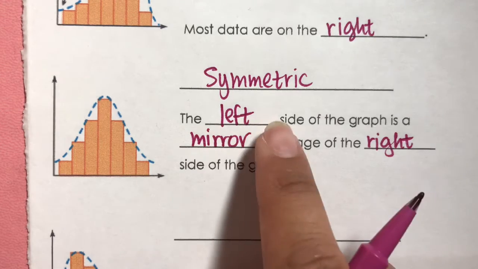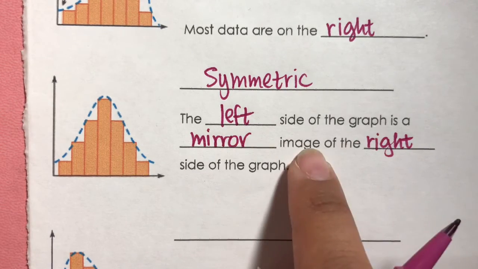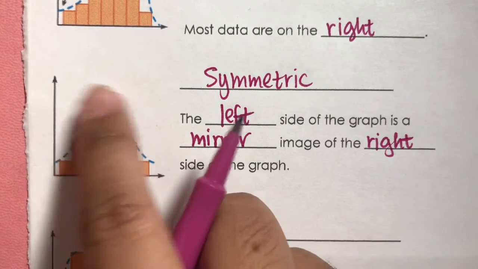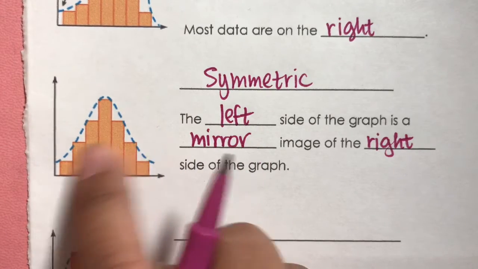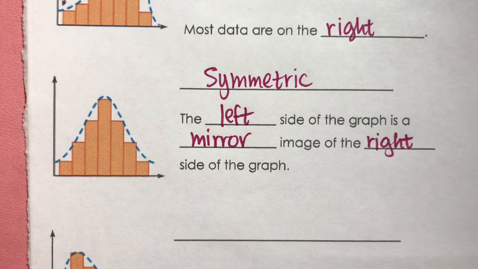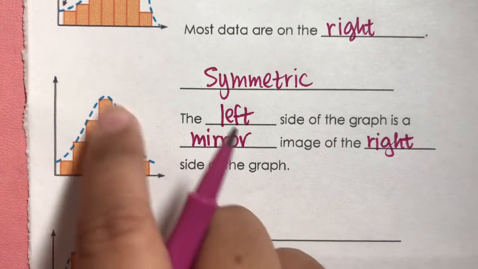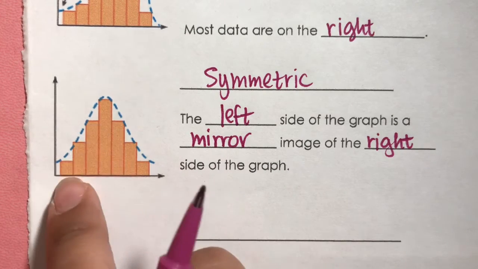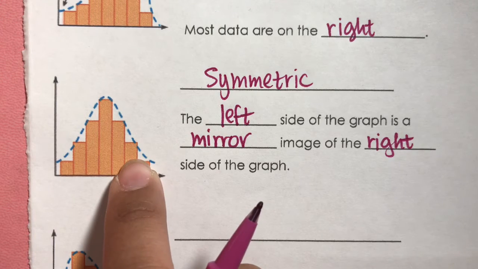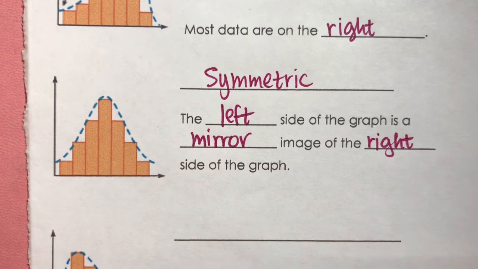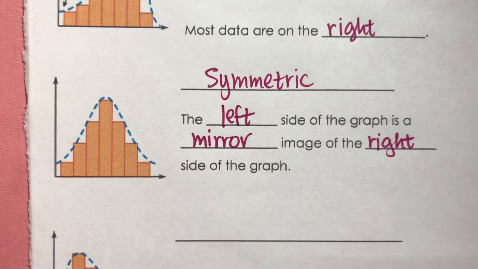So the left side of the graph is a mirror image of the right side of the graph. This is the left side, this is the right side, and they both look the same. They're mirror images of each other. So that's a symmetric graph. If you see that the left side and the right side of a graph are mirror images of each other, then that's how you know it's a symmetric distribution.